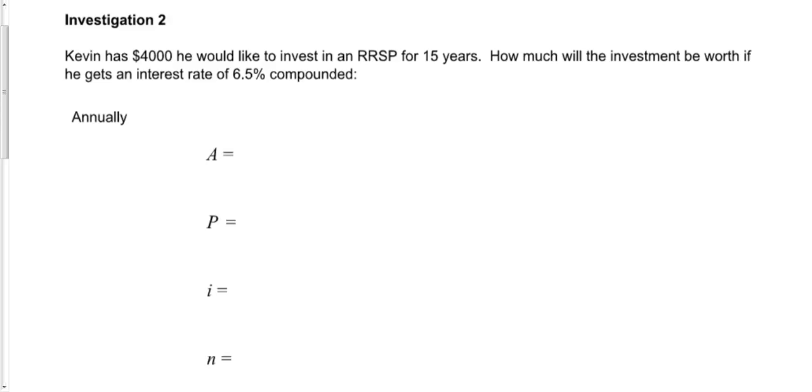So in investigation 2, it says that Kevin's got $4,000 that he would like to invest in an RRSP for 15 years. So his principal is $4,000. We don't know what the final amount is, so we're going to try and figure that out. This is our principal, it's going to be in there for 15 years. How much will it be worth if he gets a rate of 6.5% compounded annually? Well, annually means one time per year.